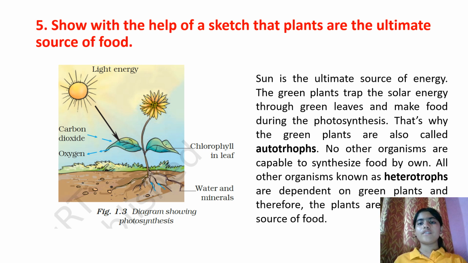No other organisms are capable of synthesizing food on their own. All other organisms, known as heterotrophs, are dependent on green plants, and therefore the plants are the ultimate source of food. Actually, the heterotrophs also depend on plants, green plants. So the prime, ultimate source of food is green plants, autotrophs. Clear?